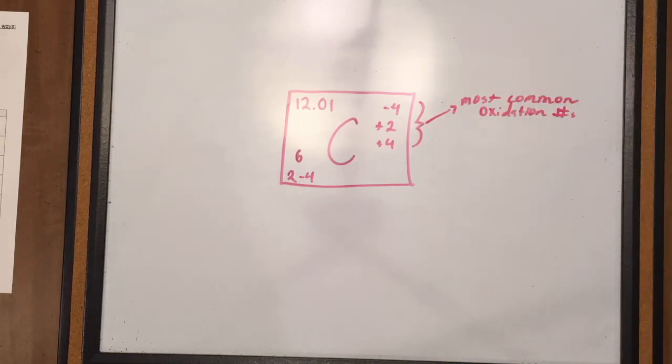Oxidation numbers are located in the top right corner of each element's box. The most common one is at the top, so when in doubt, use that one. If you need to use a different oxidation number, it'll be notated with a Roman numeral.